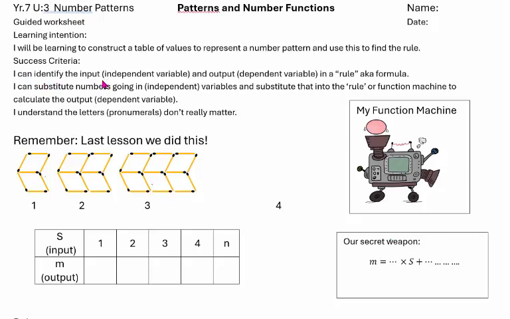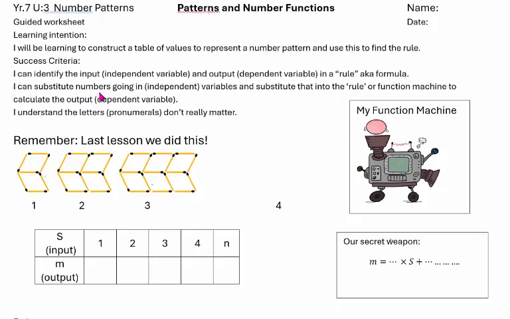By the end of this lesson, you should be able to identify the independent variable. That's the thing that we change. Variable just means something that changes. And the output, which means the one that depends on the thing being changed. So this is usually what is the outcome according to a rule. We also call it a formula. We also call them functions.